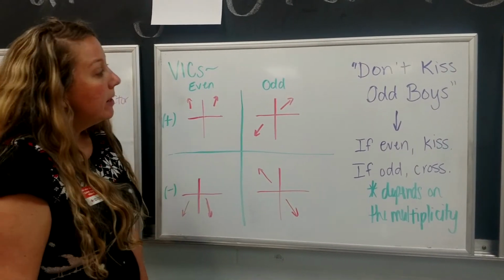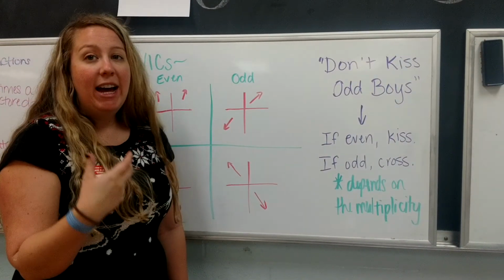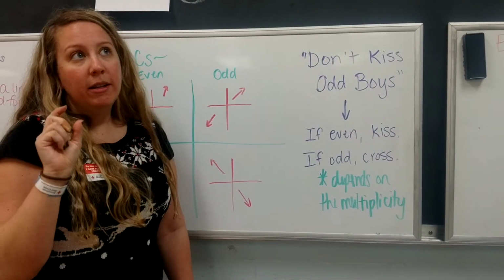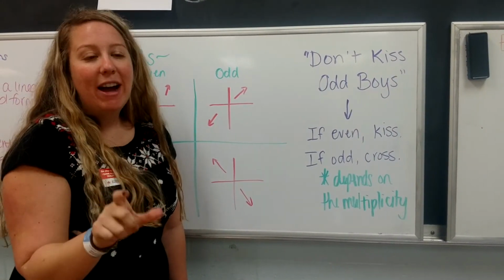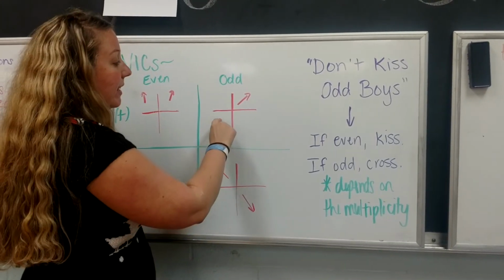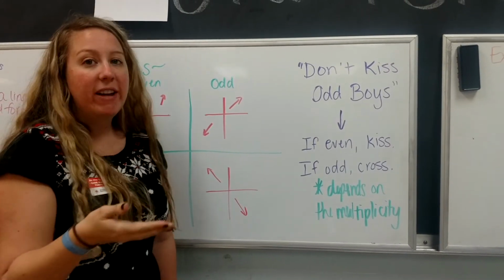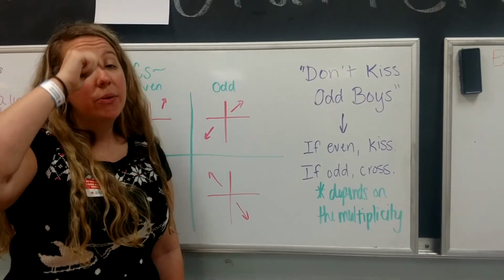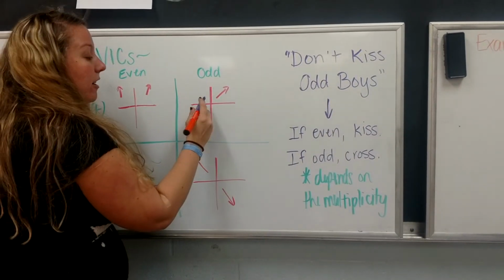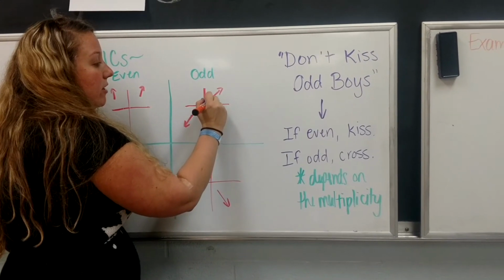And something to remember, because when we talk about multiplicity, this depends on the multiplicity. If your polynomial in factored form has one factor that has even multiplicity, it's just going to kiss the x-axis and turn around. So it just touches it and then turns back around. Whereas if it has odd multiplicity, it's going to go straight through the x-axis. So odd multiplicity would go through, whereas even would touch and turn around.